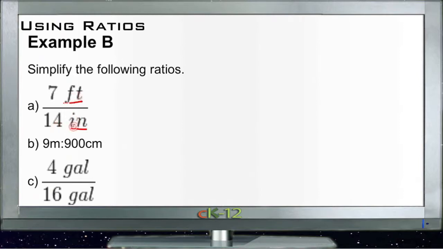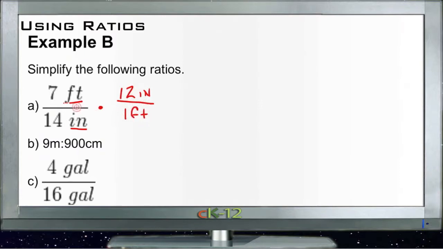So we need to get rid of the feet and ideally get rid of the inches because the simplified ratio does not have units. Now what I know about feet is that there are 12 inches in a foot. And I also know that I can take a fraction and multiply it by 1 without changing it. So I could take this ratio 7/14 and multiply it by 12 inches divided by 1 foot. Since 12 inches is 1 foot, this is essentially something divided by itself.